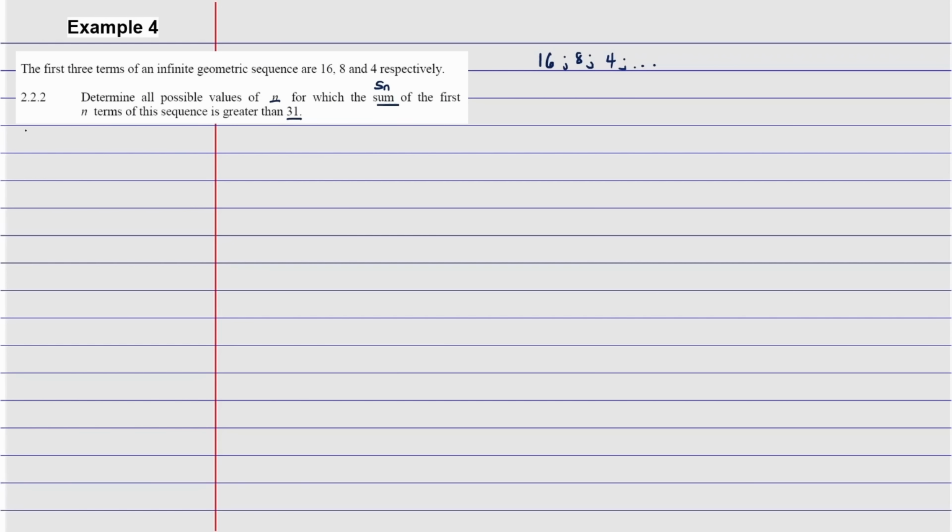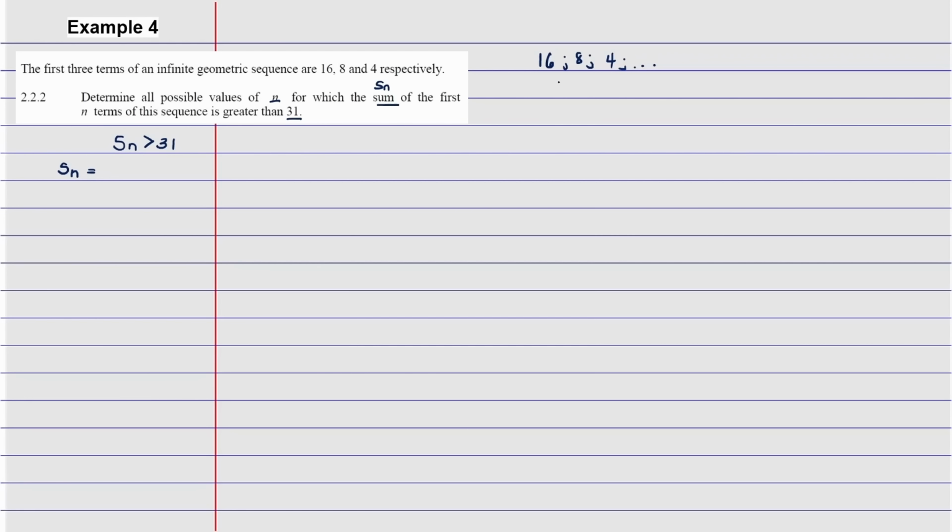So to translate this question, they're looking for when Sn is greater than 31, and we're basically solving for n here. First we need to rewrite this in a form where I can solve for n. So let's find Sn of this one.